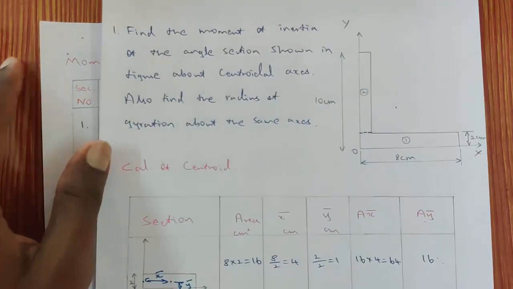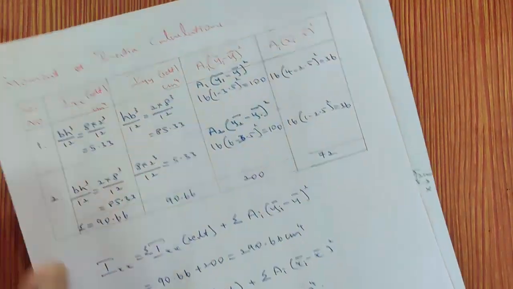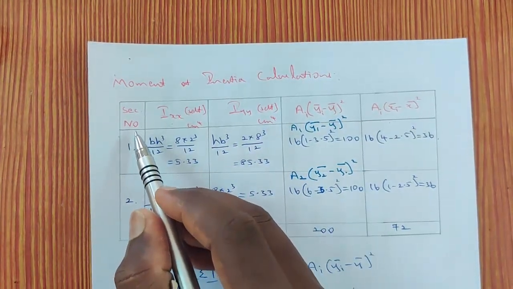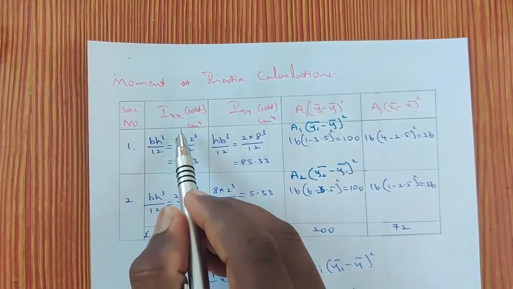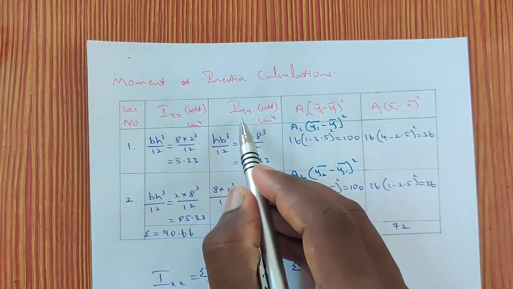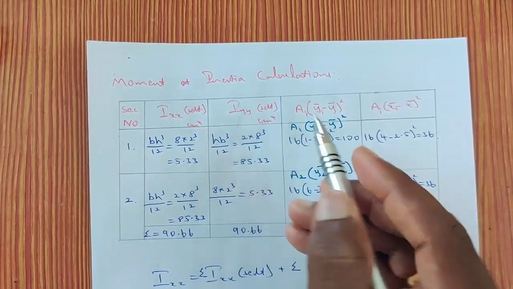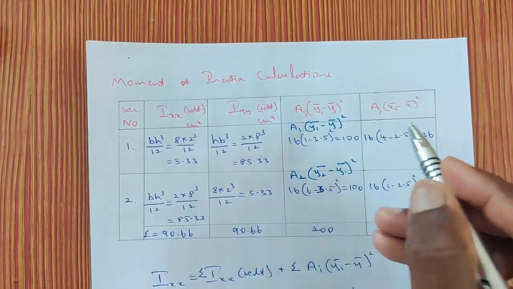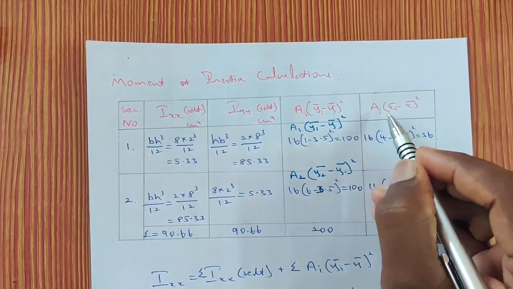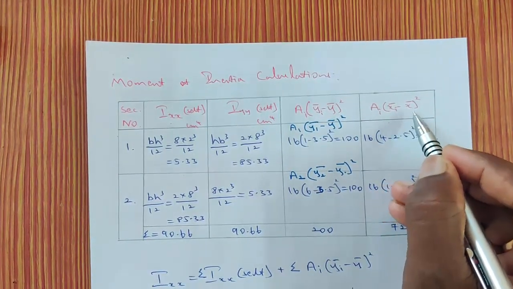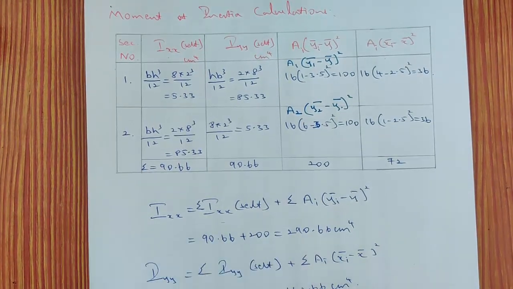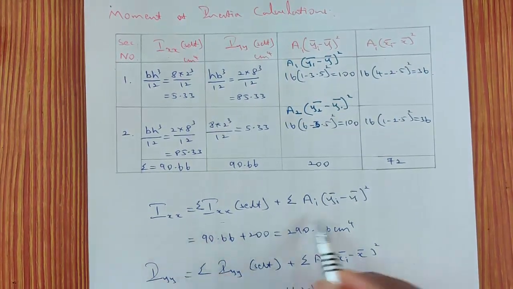The second step is calculation of moment of inertia. In the next table, the first column is section number, the second column is Ixx self, the third column is Iyy self, the fourth column is A(y bar minus Y bar) the whole square, and the fifth column is A(x bar minus X bar) the whole square. Because to find the Ixx and Iyy value about the centroidal axis, this is our equation.